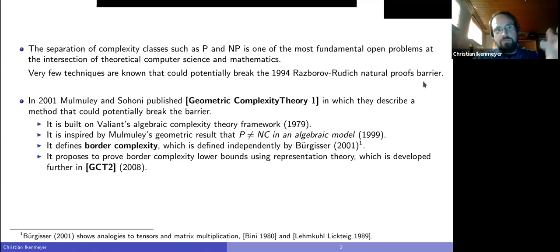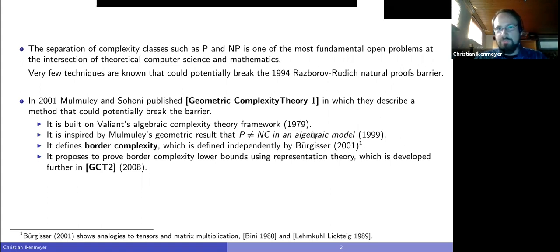This method is built on Valiant's algebraic complexity theory framework from 1979 and is inspired by Mulmuley's earlier geometric result that P is not equal to NC in an algebraic model. The approach defines border complexity, which I will be carefully defining. This was independently, at exactly the same time, also defined by Bürgisser. So Mulmuley and Sohoni's intuition is this.